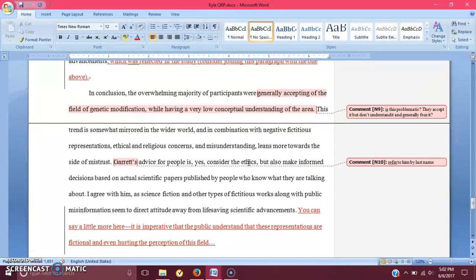So I just put, is this problematic? They accept it, but they don't understand and generally fear it. He's talking about genetic modification, as it says here, and the public's perception of that, mainly through the use of film and media. This trend is somewhat mirrored in the wider world, and in combination with negative fictitious representations, ethical and religious concerns and misunderstanding leans more towards the side of mistrust.